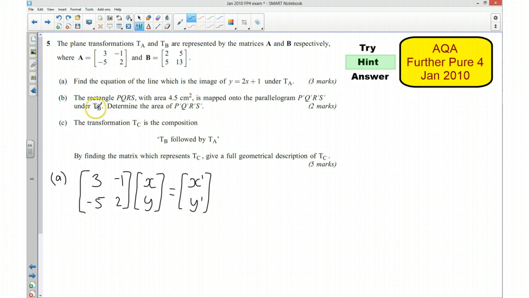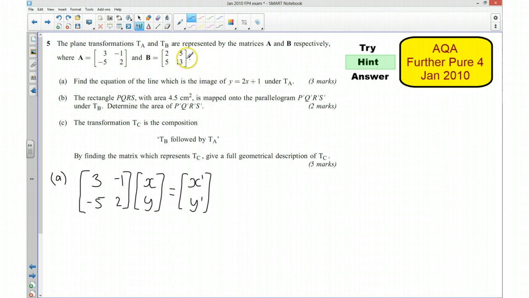For part B, we've got the rectangle PQRS that's got an area of 4.5 centimeters squared, and it maps onto a parallelogram P'Q'R'S' under the transformation B. We want to know what the area of that new shape is, so of the parallelogram. So I need to decide how I can find out what the area scale factor is. What bit of information is going to tell me the area scale factor, and I can use this to get that.